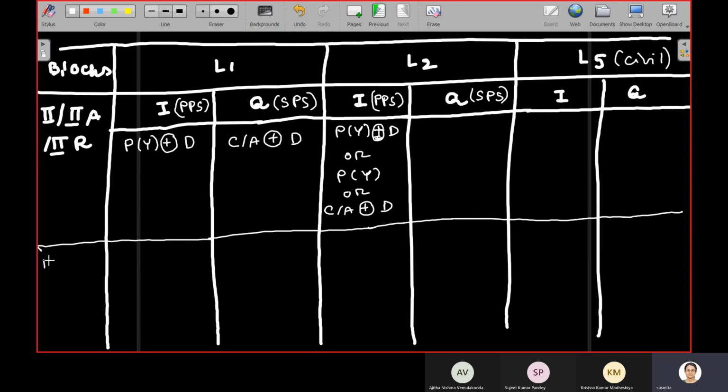Then 2RM, 2F and 3. All of them had new signals introduced, new code and data introduced in the L2 band for civilian users.